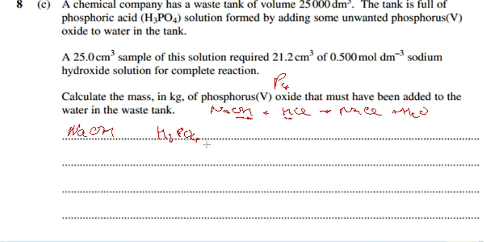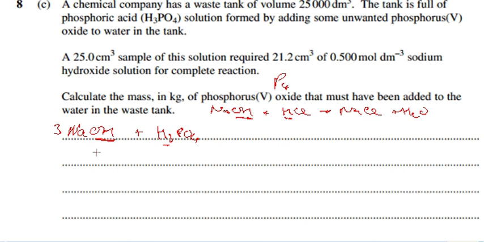moles of sodium hydroxide. Coming back to our initial equation, we know that if I've got 3 moles of sodium hydroxide, I've got a third, 3 times less, of phosphoric acid. So I'm going to take my 0.0106 and divide it by 3. That gives 0.00353. This is the number of moles in the 25 cm³ sample.